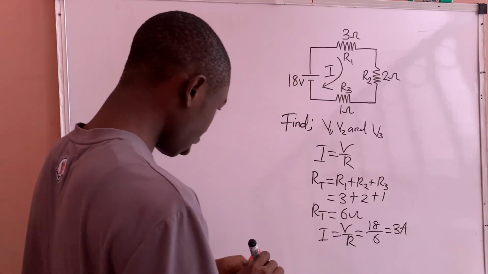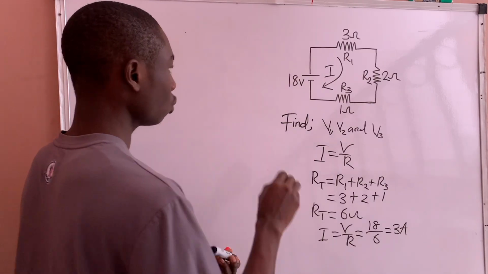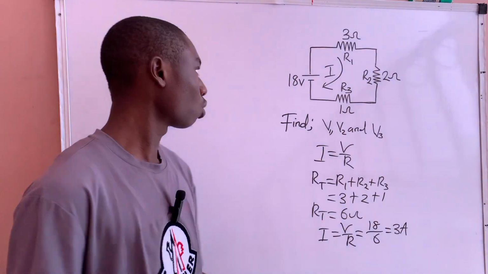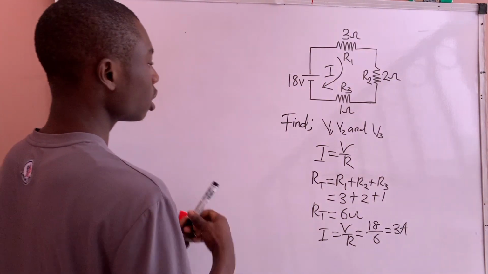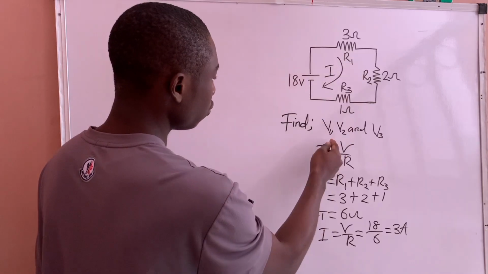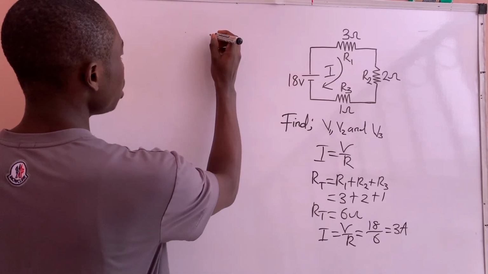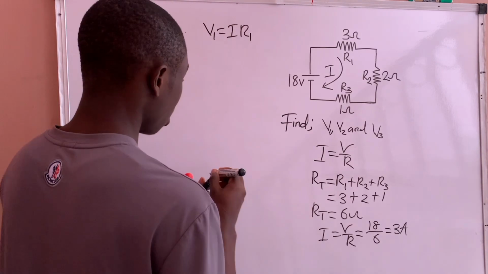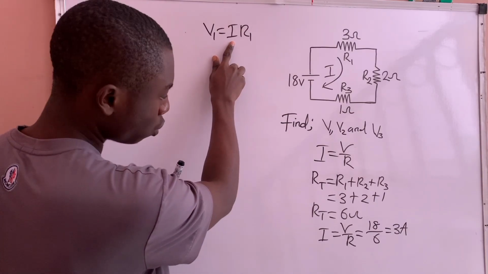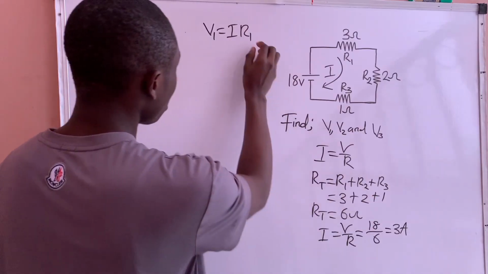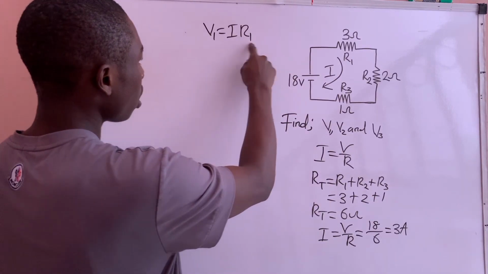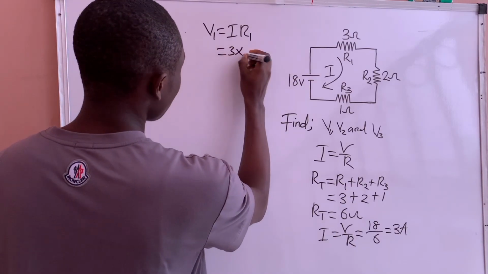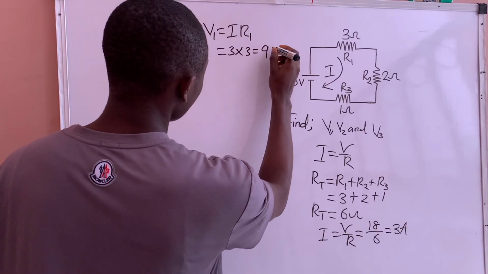At this point, we can now use Ohm's law to solve the voltage drop across the individual resistors. Using Ohm's law, the voltage that will drop across R1, which is the V1 we are asked to find, will be V1 equals I times R1. The current is 3 amps, and the resistance value of R1 is 3 ohms. So it will be 3 multiplied by 3, which equals 9 volts.